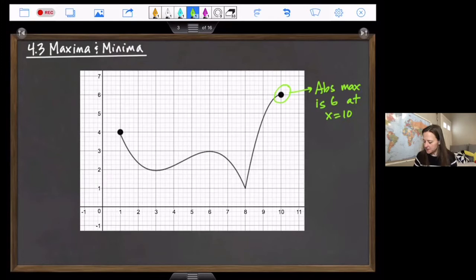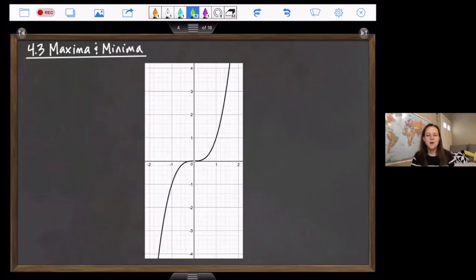All right, so our absolute min is going to be down here at this little cusp. That's the lowest y coordinate I see. So this is going to be our absolute min. And that is 1 at x equals 8.